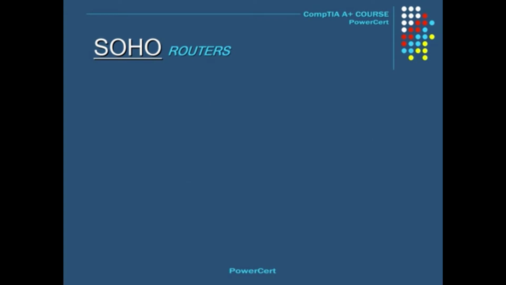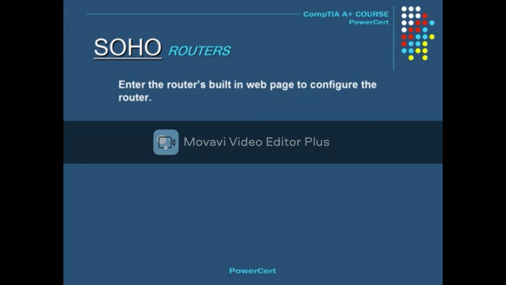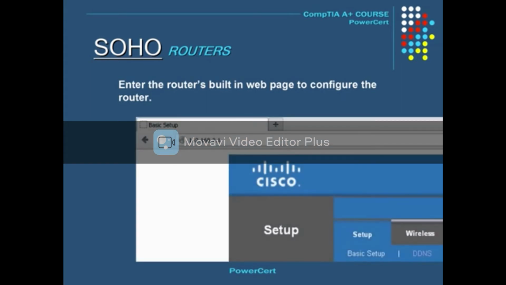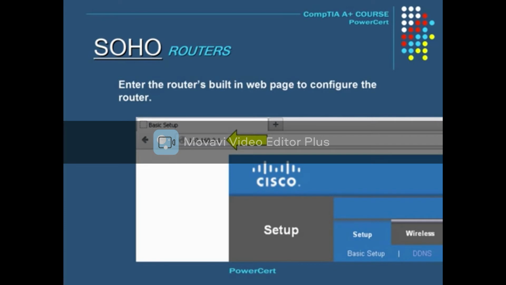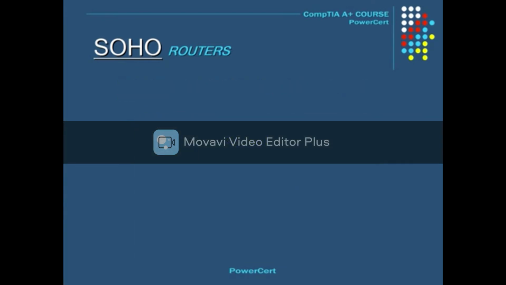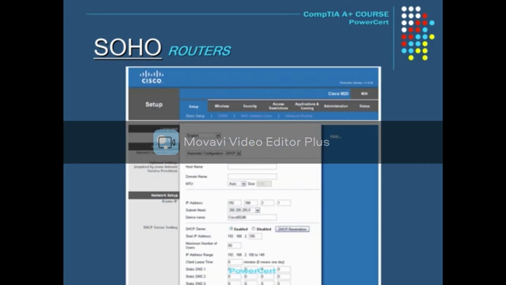To set up and configure your SOHO router, you need to go into the router's built-in configuration web page. So you would just open up a web browser, and in the address field, you would type in the router's IP address. So for example, our router has an IP address of 192.168.2.1. And once you type that in, you press enter on your keyboard, and now you're in. So here's an example of the configuration page for a Cisco SOHO router.